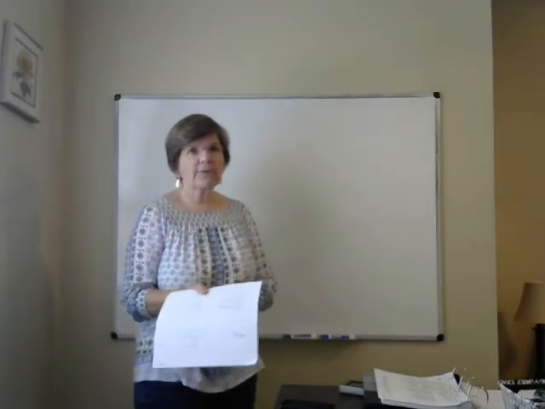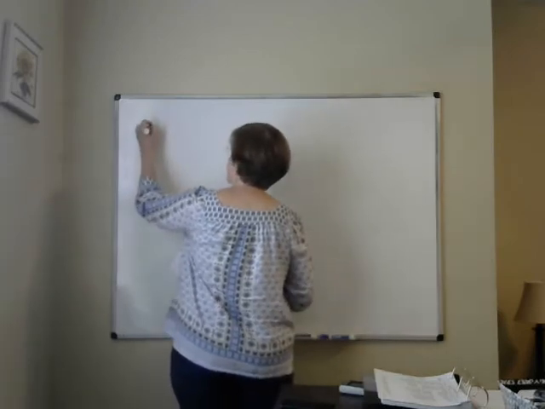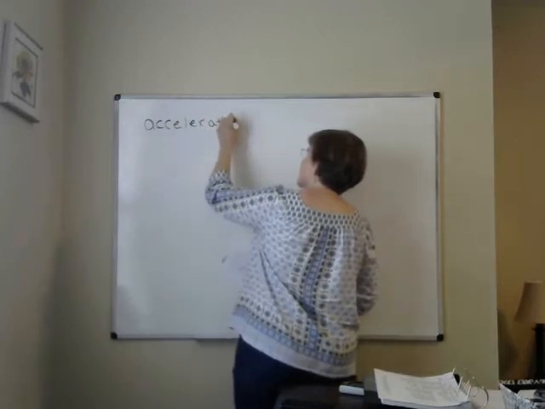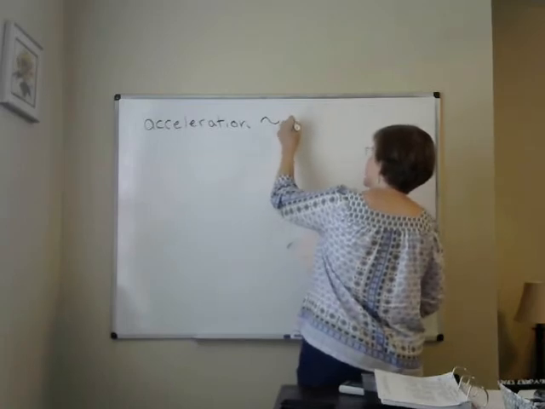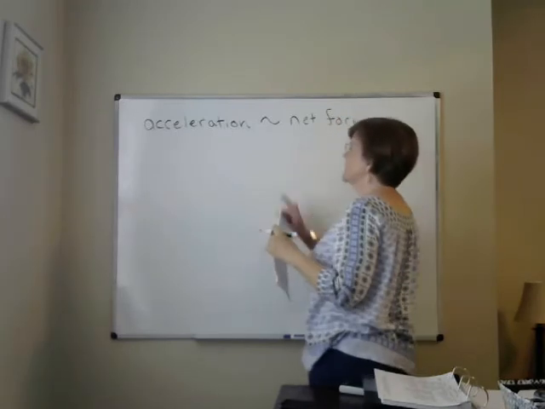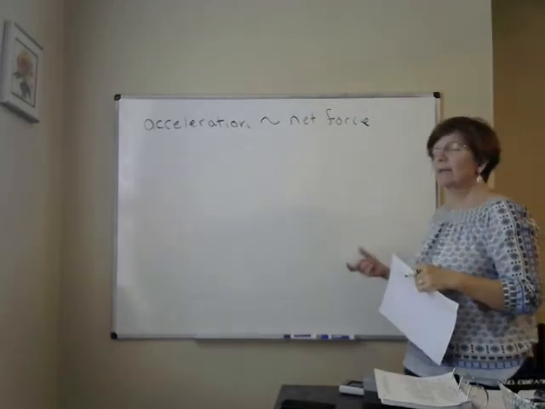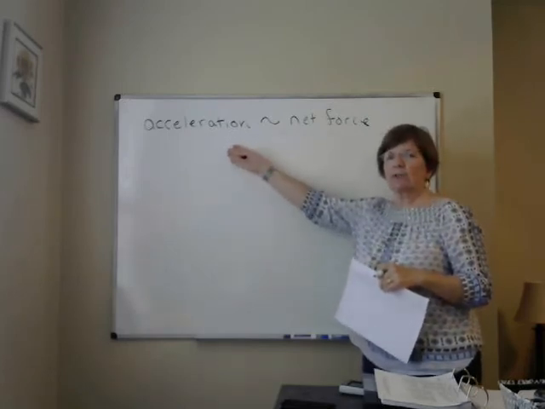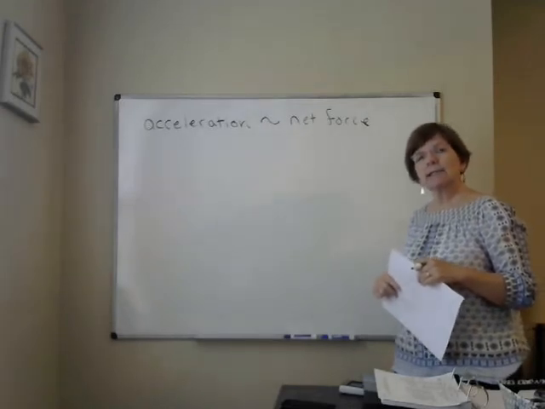Brings us to our first relationship, and that is that acceleration is proportional to the net force. This symbol means that something's directly proportional. When something's directly proportional to the net force, it means that if you apply twice as much force, you're going to get twice as much acceleration. If you apply 10 times as much force, you're going to get 10 times the acceleration.